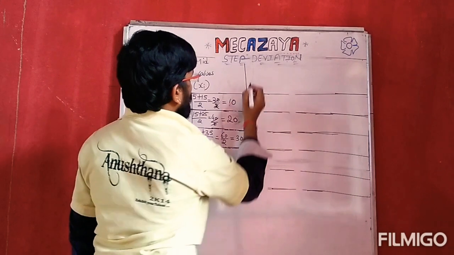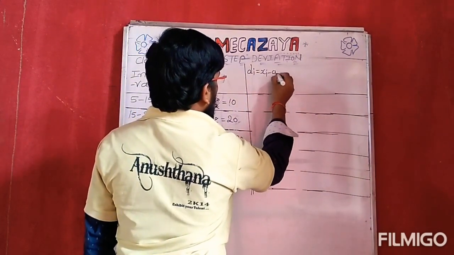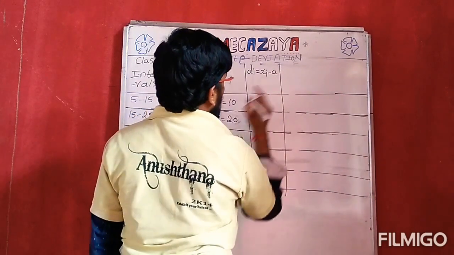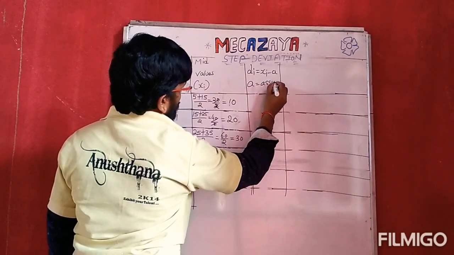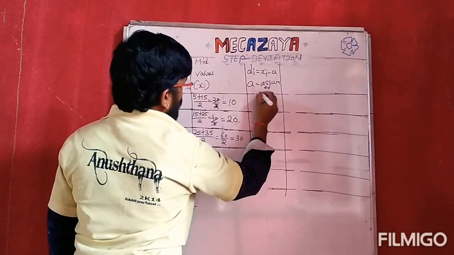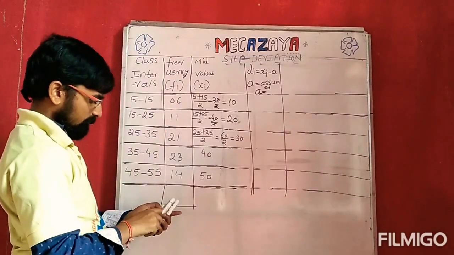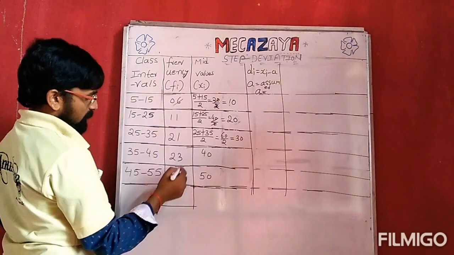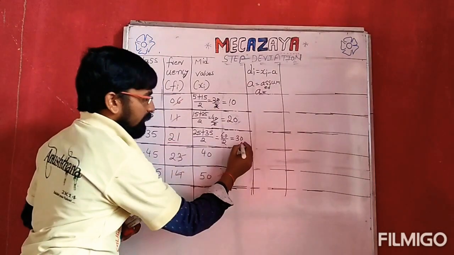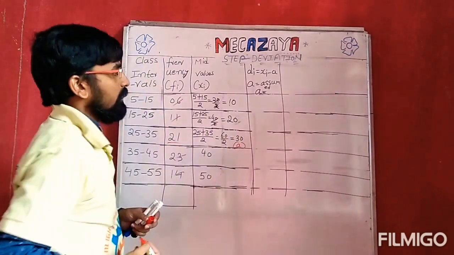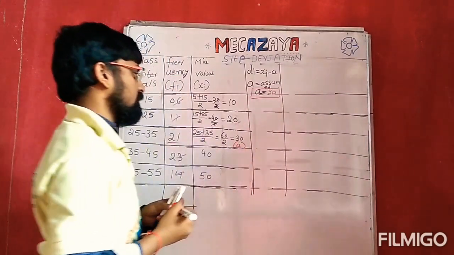Next, it will be di. di equals xi minus a. Just now I told that xi minus a is the assumed value. So a equals the assumed mean. I told already: cut first one, last one, first one, last one, and the middle number. Opposite to this middle number, a is chosen. So a equals 30. A is chosen as 30.